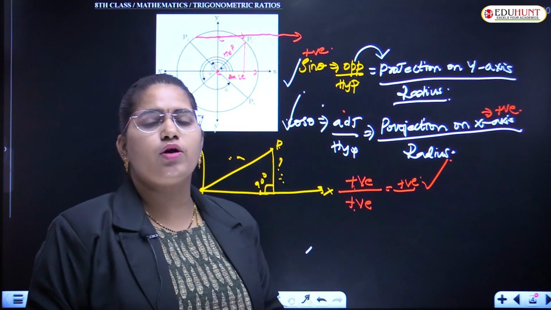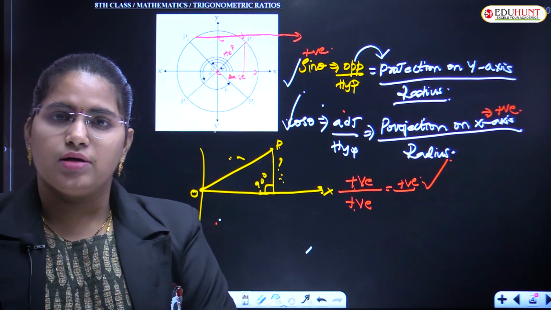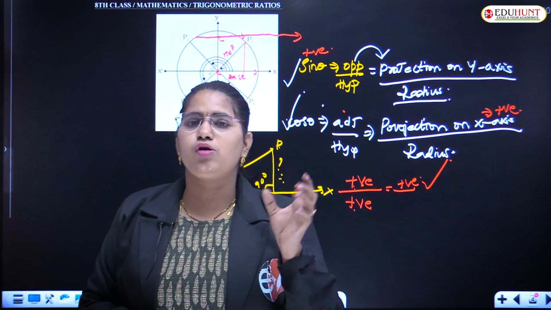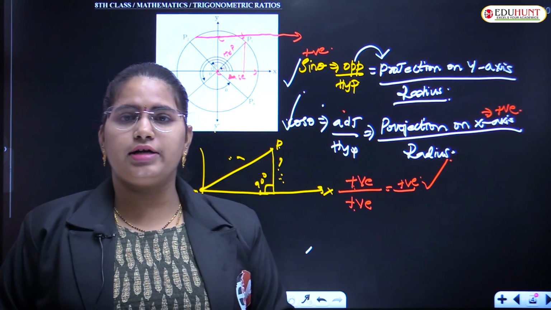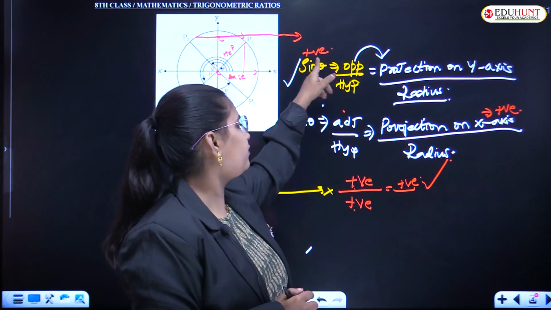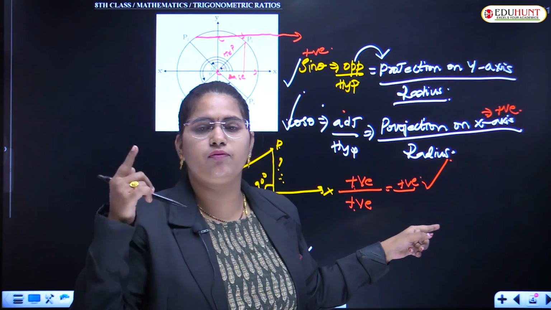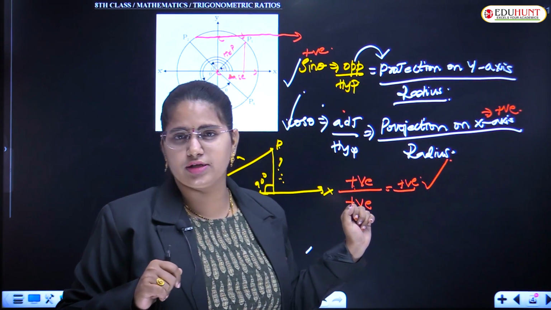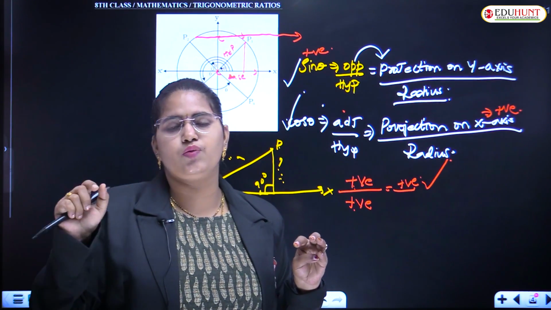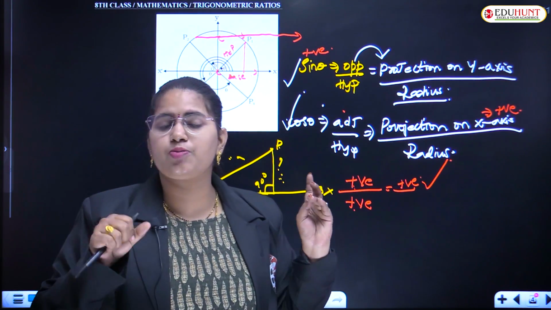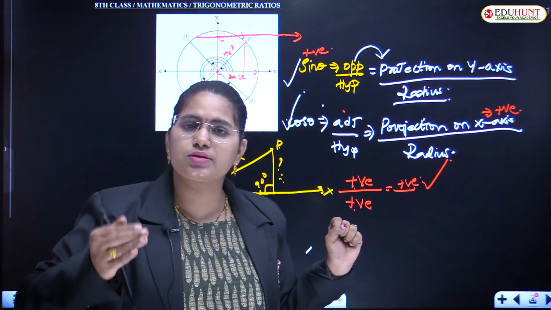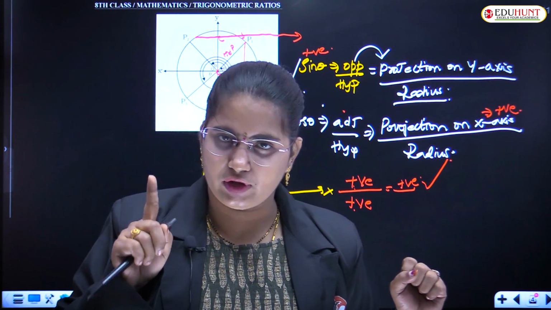Next, what is the third trigonometric ratio? Tan. I have defined tan theta as sine upon cos. Sine is positive, cos is also positive, positive upon positive is again positive. So why did sine theta become positive? Projection on y-axis, y takes a positive value, radius is positive, x takes a positive value. So both are positive in the first quadrant. So all 6 trigonometric ratios are positive in the first quadrant.